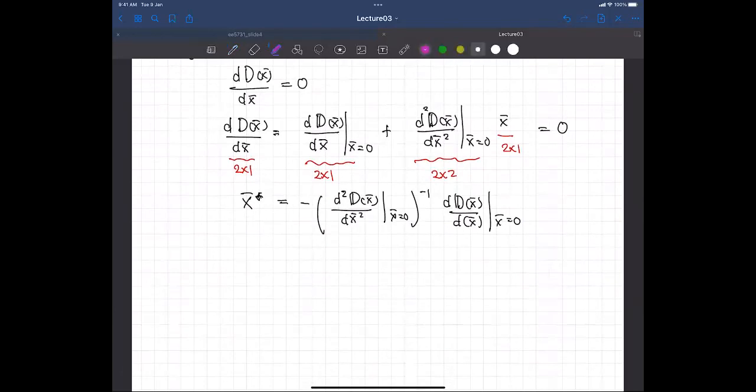From DOG, you will know this one. You know this one. From DOG, you also know that one. The first term is the second derivative. The second term is actually the first derivative of your DOG.